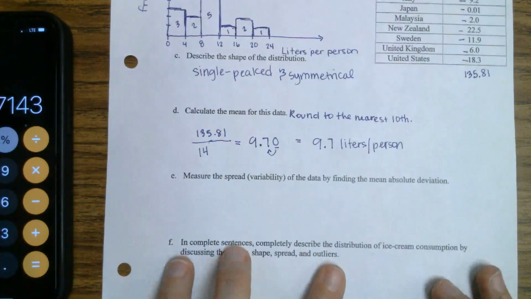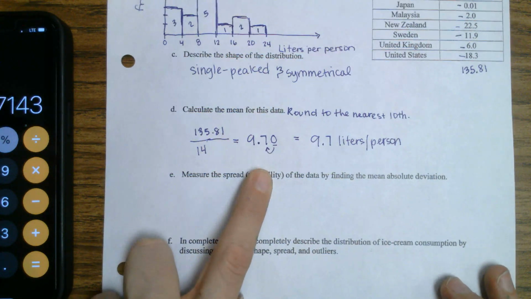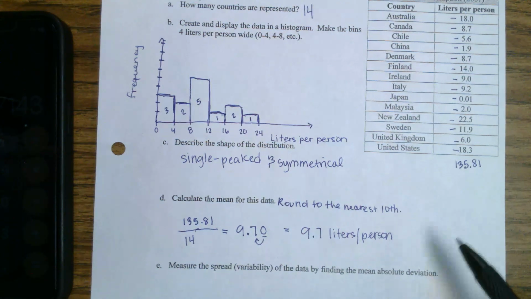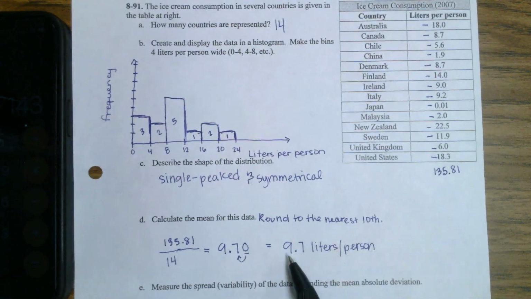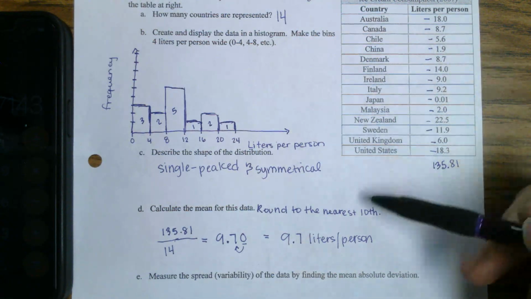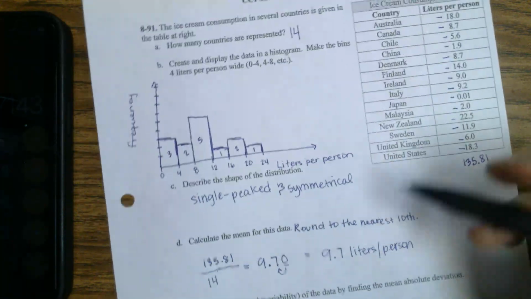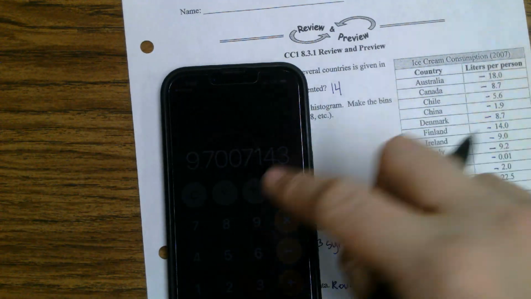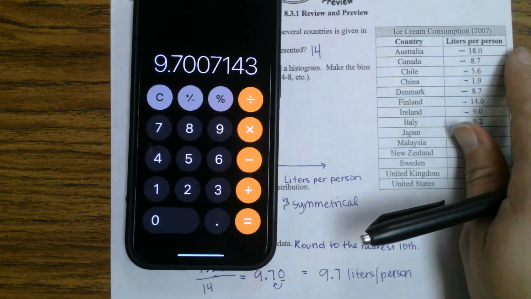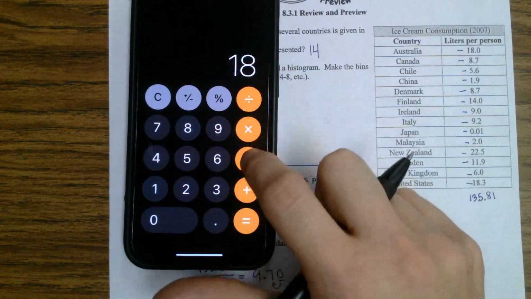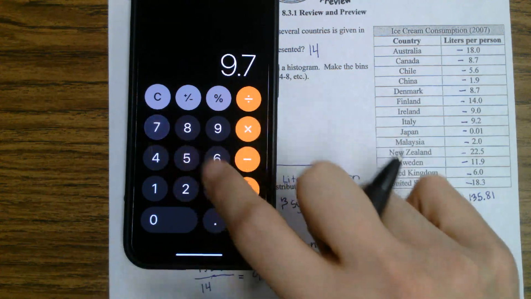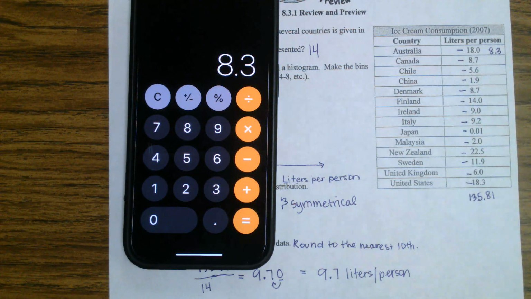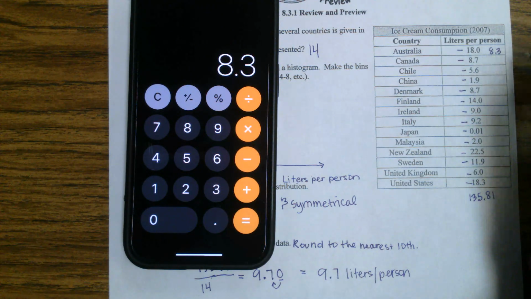Once I have that, for part E, I have to measure the spread or the variability of the data by finding the mean absolute deviation. I have one of the steps already done for that. Now what I do is I have to take each data point and subtract 9 and 7/10 from it. So 18 minus 9 and 7/10 is 8 and 3/10. It's already a positive number, but I want to take the absolute value of that.